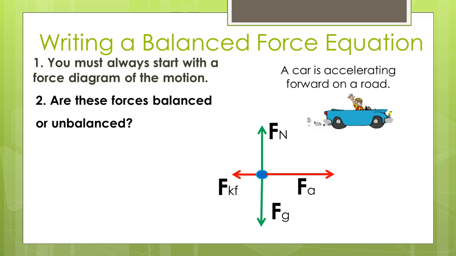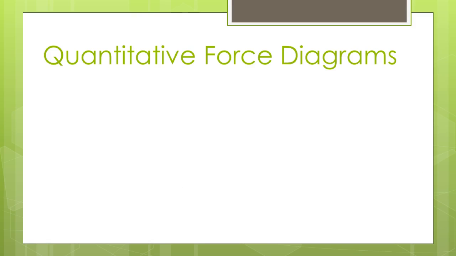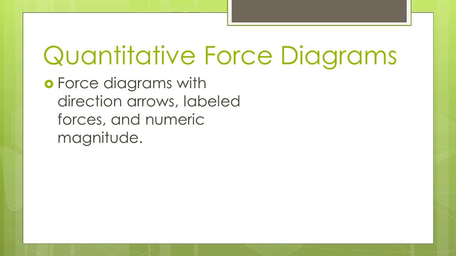These are balanced forces. If I can prove that I have balanced forces, either vertically or horizontally, I can look at my up and down force in this case and state that they're equal. So the normal force equals the gravitational force. Even though the kinetic friction force and the applied force are labeled on my force diagram, because they're unbalanced, they don't get a formula.